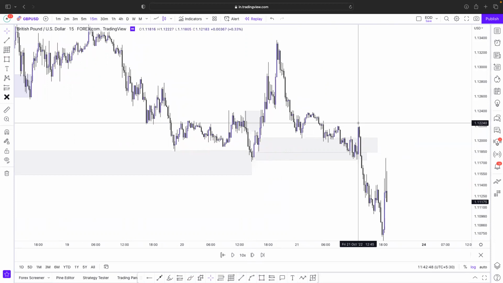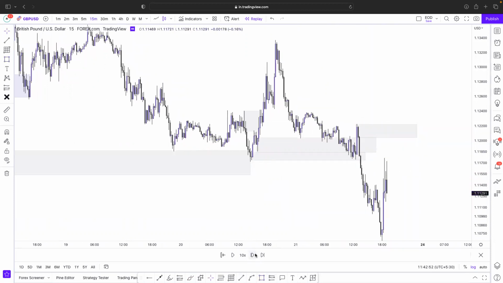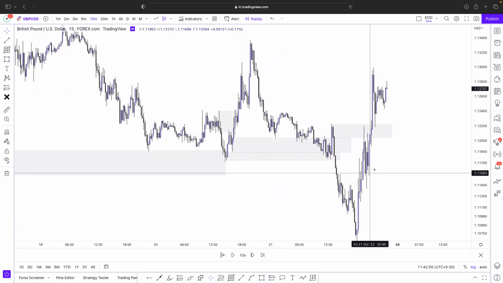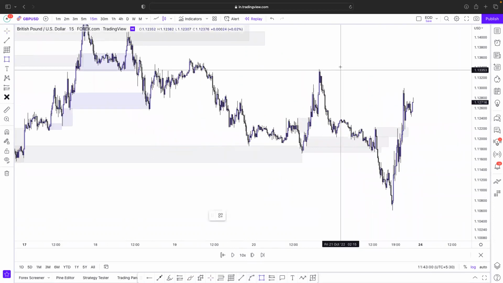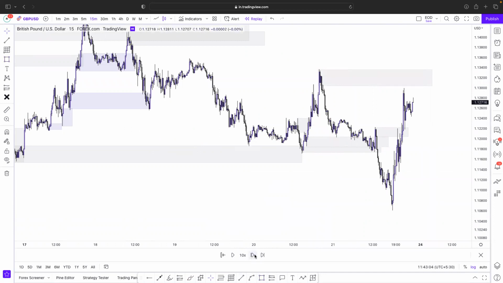Now again, this will be my POI if I'm looking for the shorts. It will be a new session, so no trade. There will be no trade. Again, this will be my POI because the market is bearish. Same stuff.